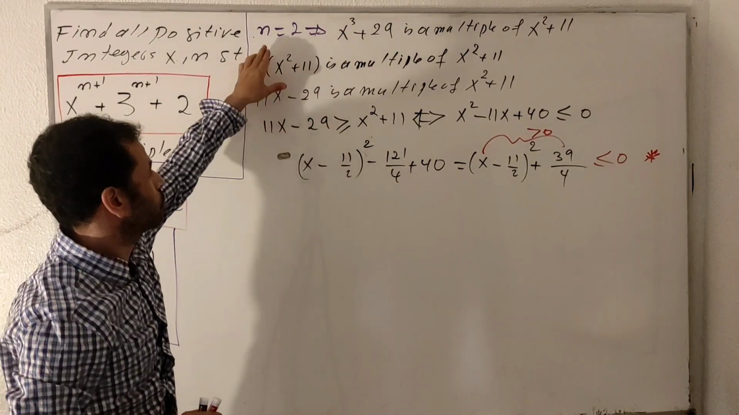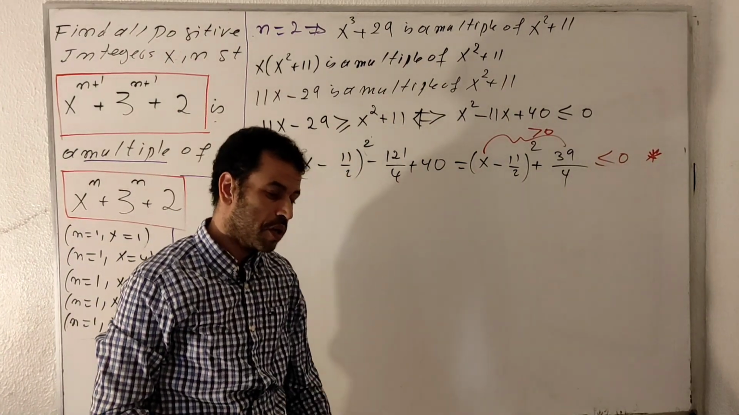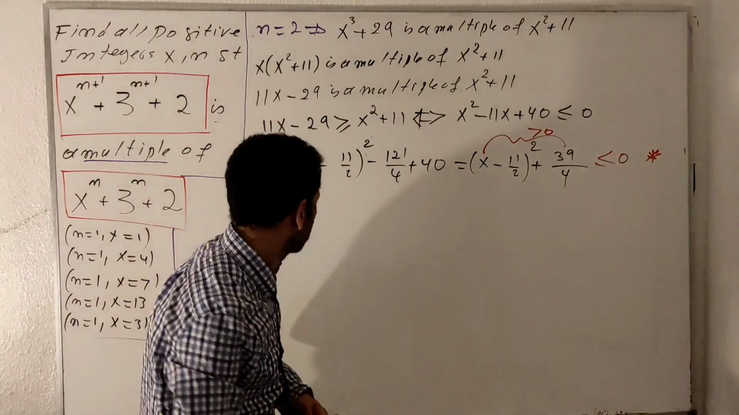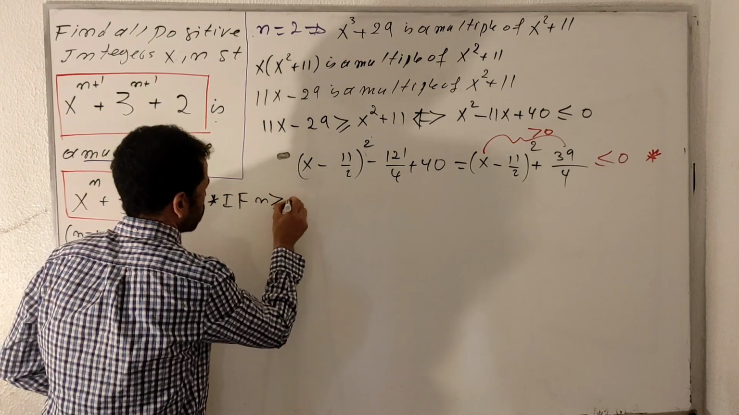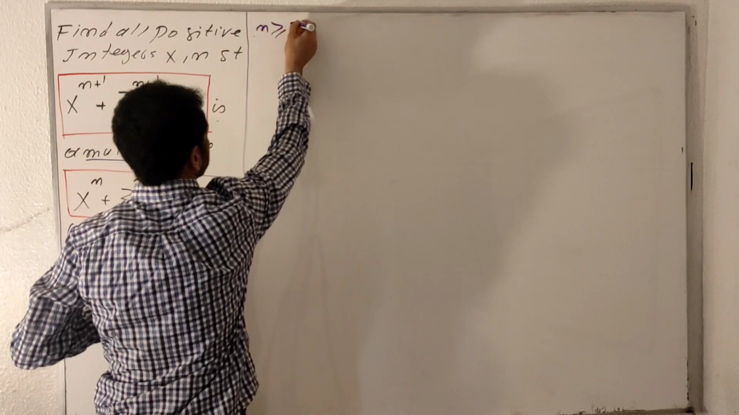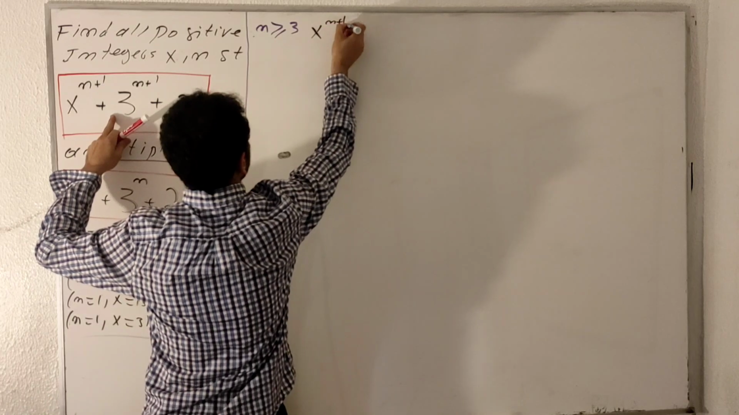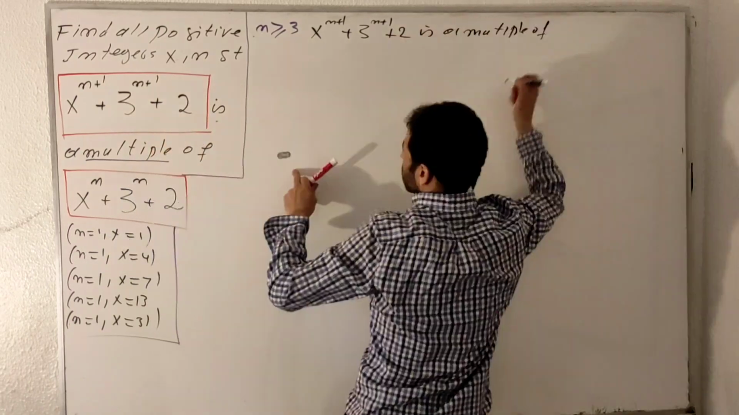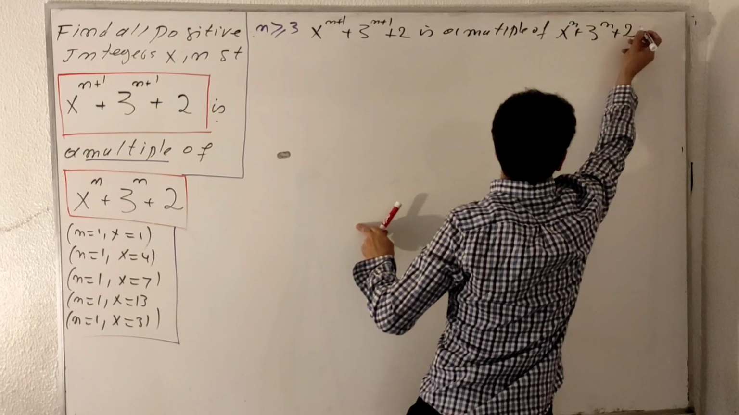Which means we don't have a solution when n equals 2. So all other terms coming up may not be solutions as well. We are going to prove this as a general case. So if n is superior to 3, as given information, we have x to the n plus 1 plus 3 to the n plus 1 plus 2 is a multiple of x to the n plus 3 to the n plus 2.